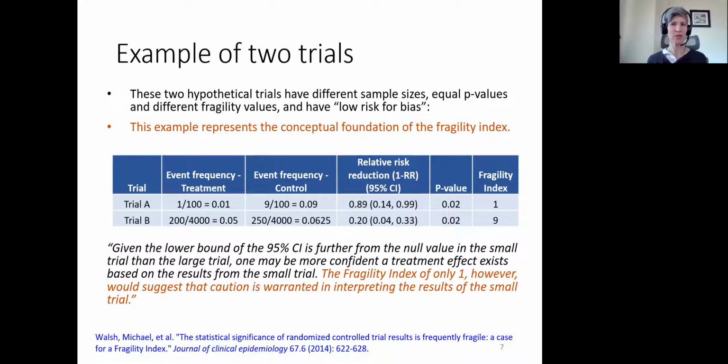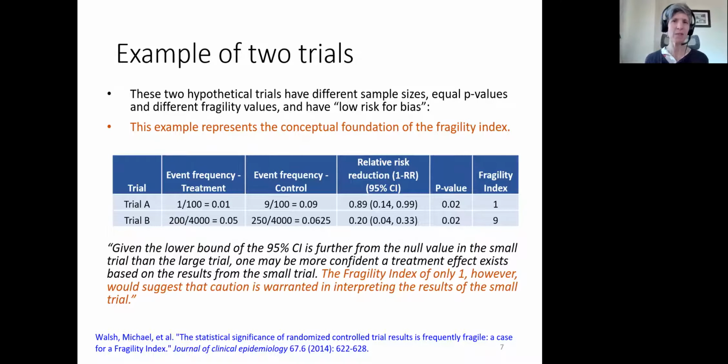If we want to explore this from a perspective of probability, we can start out by looking at the probability statements that define the p-values. In the smaller trial, the p-value of 0.02 is the probability of observing a test statistic as or more extreme than what was observed, assuming there's no treatment effect in a trial with 100 per arm. And in the larger trial, it's the probability of observing a test statistic as or more extreme than what was observed, assuming no treatment effect in a trial with 4,000 per arm.